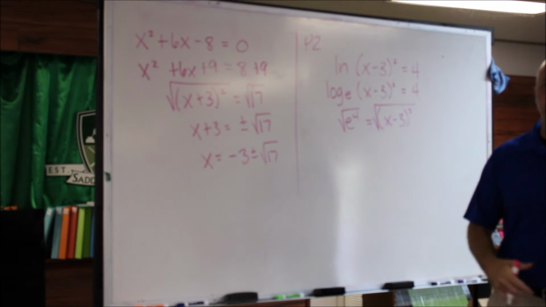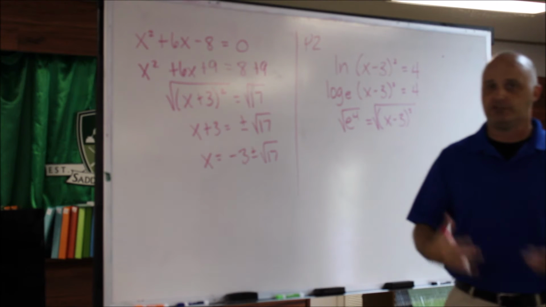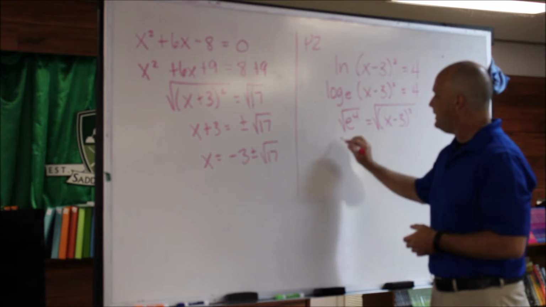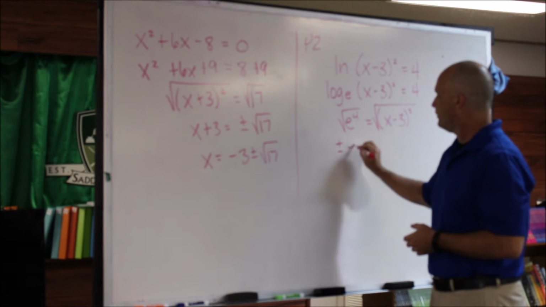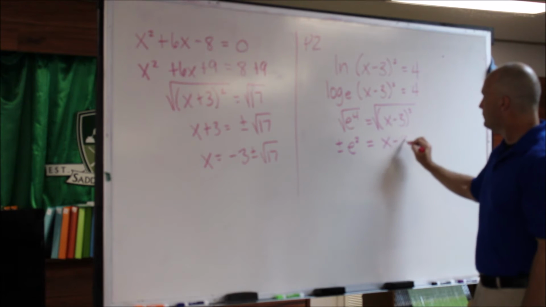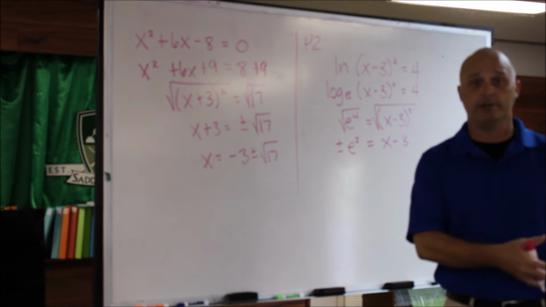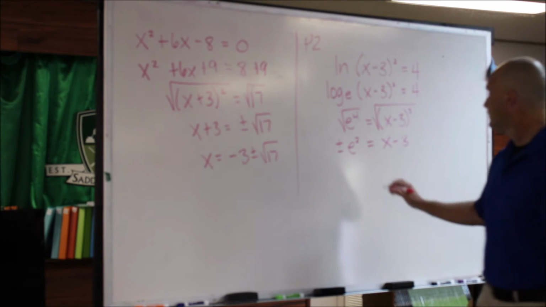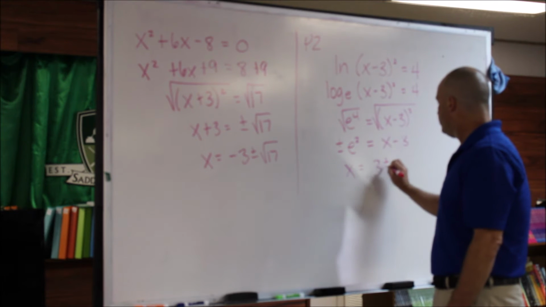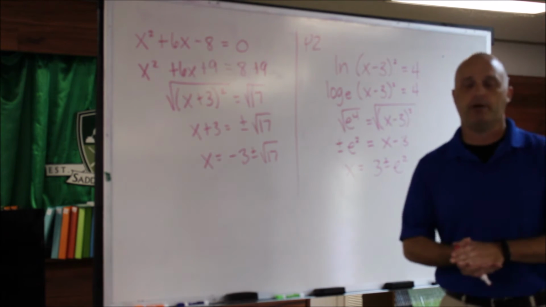Now, when you take the square root of e to the 4th, it's just like taking the square root of x to the 4th. It's just going to give you x squared, in this case, e squared. Since we're taking the square root in an equation, we're going to go plus or minus e squared is equal to x minus 3. Now all we've got to do is move that negative 3 over by adding 3 to both sides, and we're going to get x is equal to 3 plus or minus e squared. And that's how you're going to solve that problem.